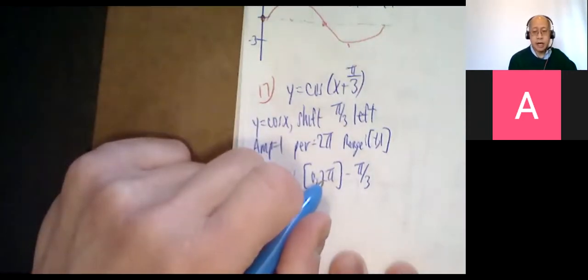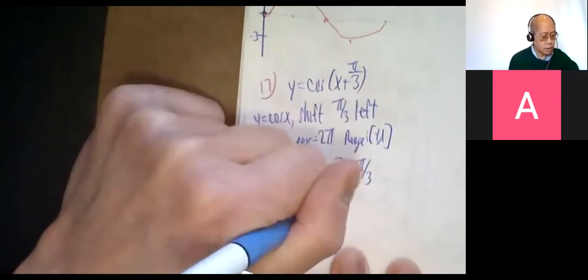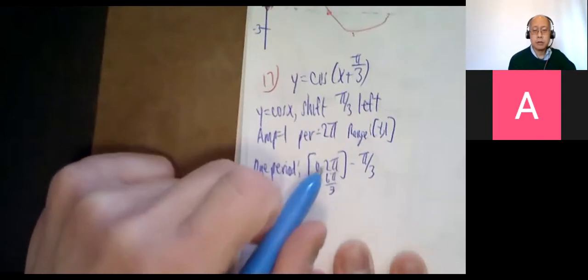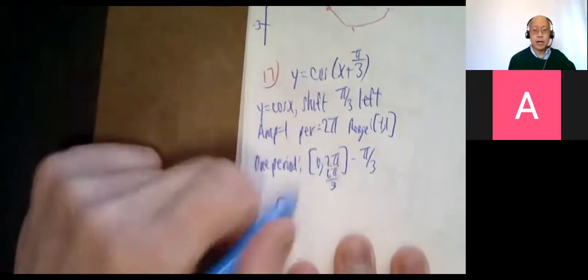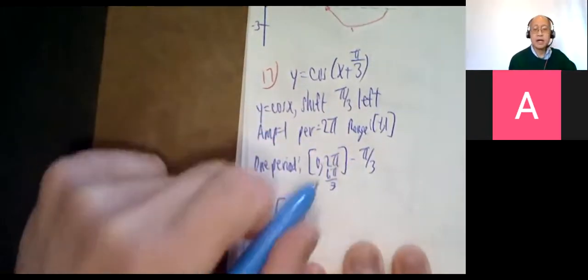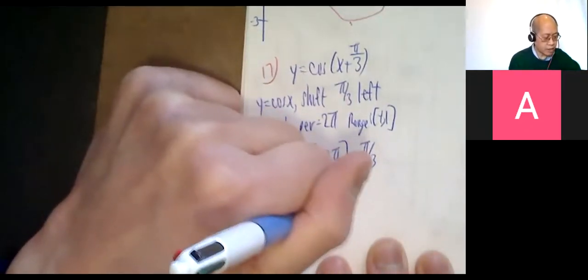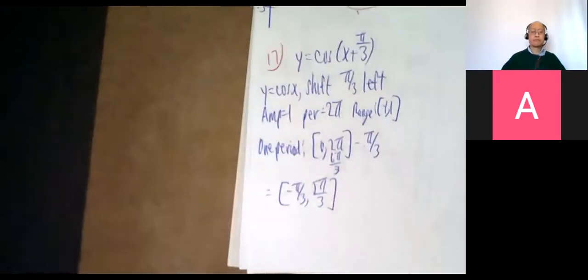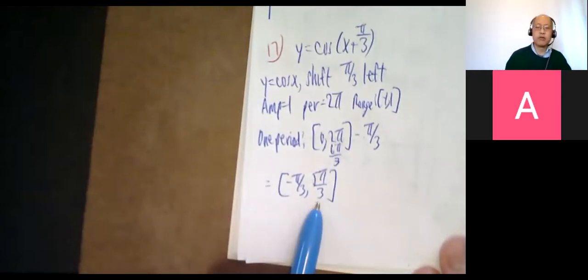And in order to do that, I'm going to write 2 pi as 6 pi over 3, so I can get a common denominator. 6 pi over 3 is the same as 2 pi, right? Okay, now what's 0 minus pi over 3? Negative pi over 3. And then 6 pi over 3 minus pi over 3 is 5 pi over 3. So I'm going to go from negative pi over 3 to 5 pi over 3 for one period, which is much more clumsy.